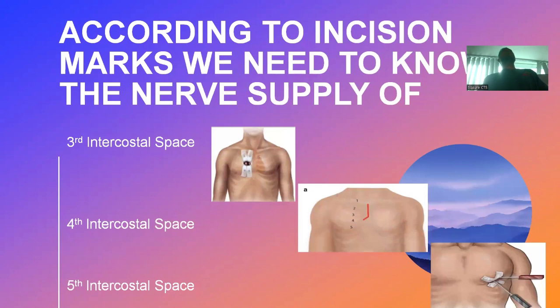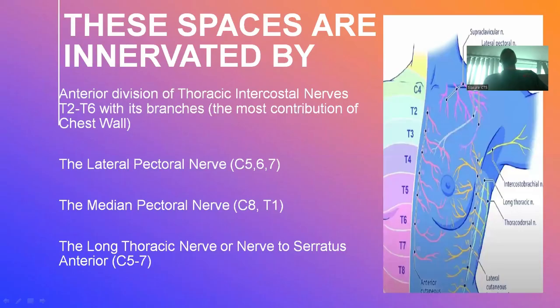For all these incisions, we need to know the nerve supply of these spaces: the third intercostal space, for the aortic approach; the fourth intercostal space, also an aortic approach; and the fifth intercostal space, on both right and left sides, for mitral valve and CABG cases. These spaces are innervated mostly by the thoracic intercostal nerves and their branches from T2 to T6, the most significant contribution to our chest wall.